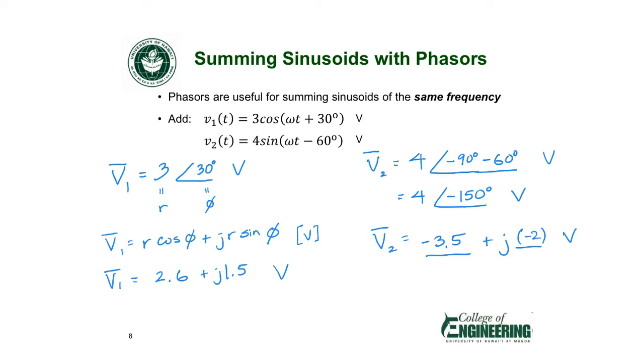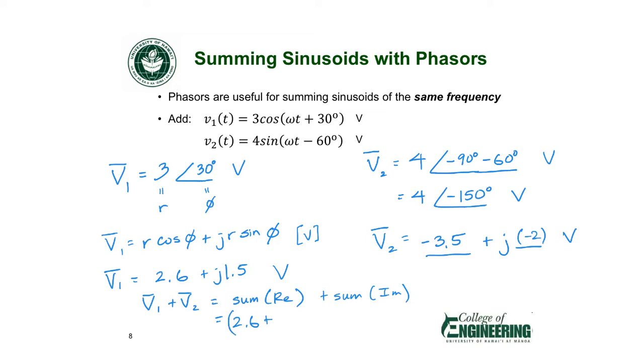Okay, now if we want to add these 2 voltages, so I want to do V1 plus V2, in order to do that, I need to keep this in the complex number representation, because what I'm going to do is just sum the real parts of V1 and V2, and then I'm going to sum the imaginary parts of V1 and V2.